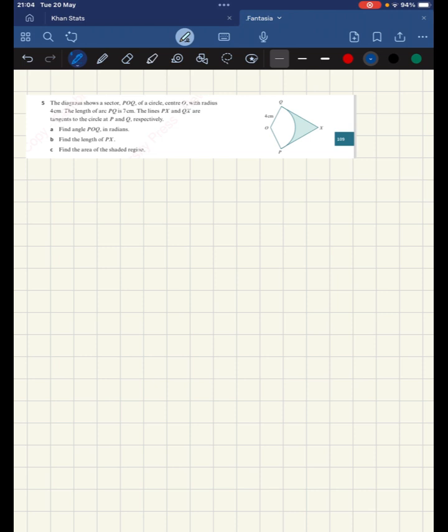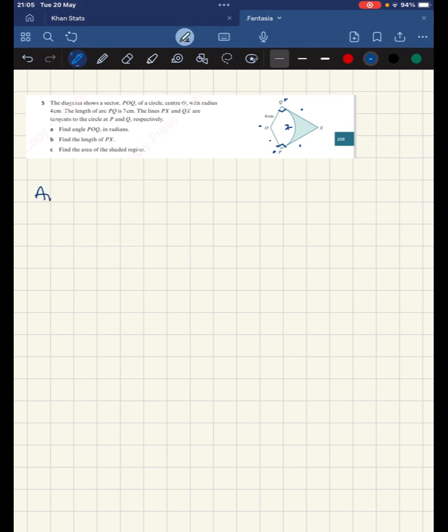So they tell us that POQ, right, with the radius of 4, right? They give us 4, and the length of this arc is 7, right? Now they tell you the lines PX and QX are tangent, so that means that since they're tangent, this will be at 90 degrees, at P and Q respectively, right? So they want you to find the angle of POQ in radians, right?